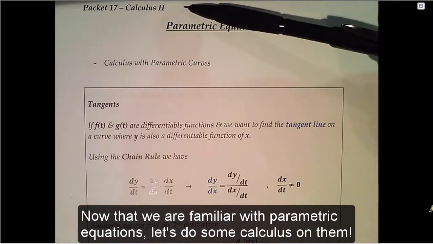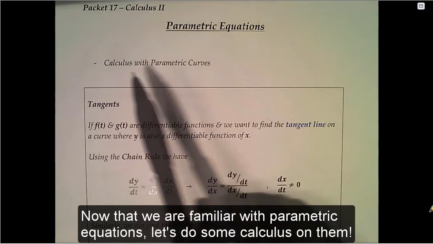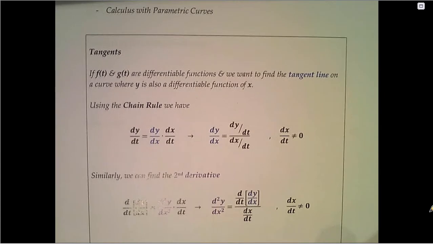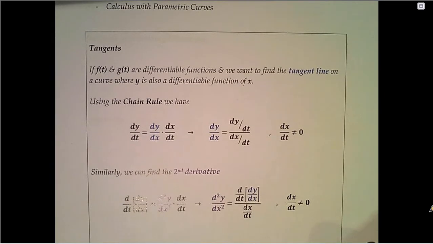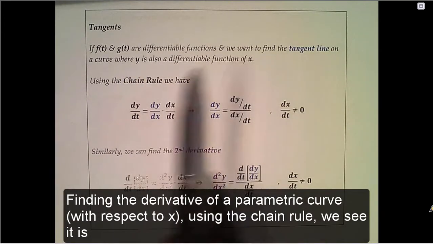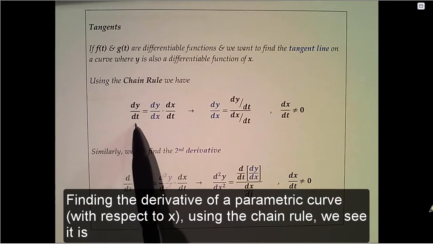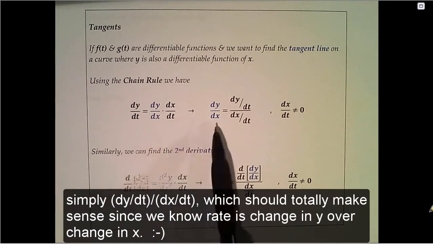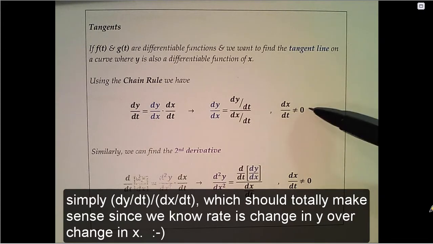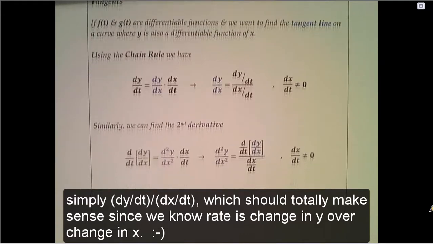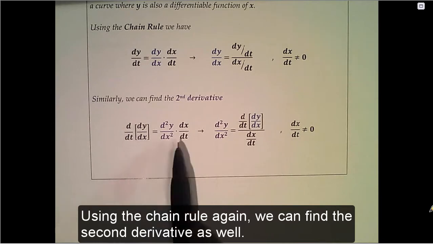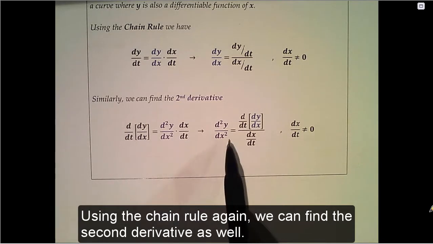Now that we're familiar with parametric equations, let's do some calculus on them. Finding the derivative of a parametric curve with respect to x using the chain rule, we see it is simply dy/dt over dx/dt, which should totally make sense since we know rate is change in y over change in x. Using the chain rule again, we can find the second derivative as well.